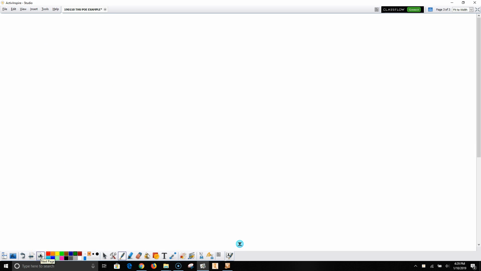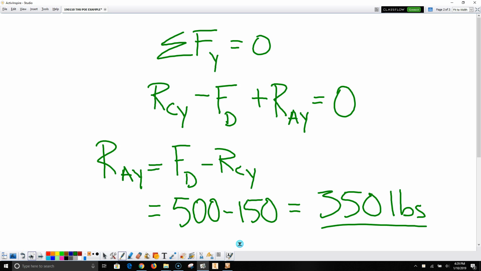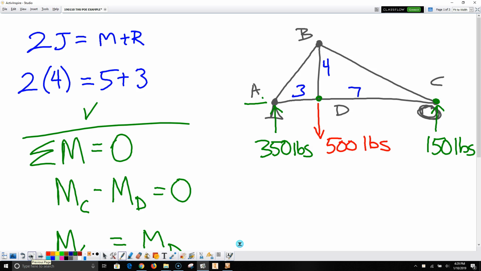Next, we need to solve for the reaction force in the x direction. The sum of the forces in x is equal to 0, and we only have one force acting in x on this diagram, so that's easy. It's 0 pounds. So we know that this one is 0.